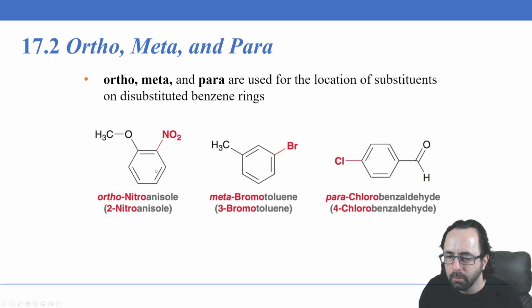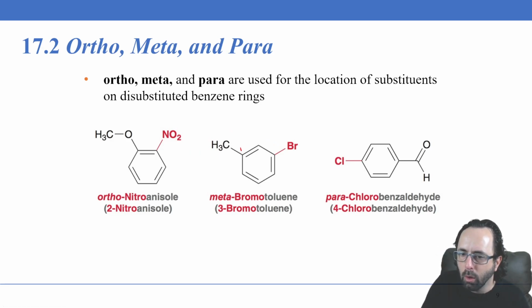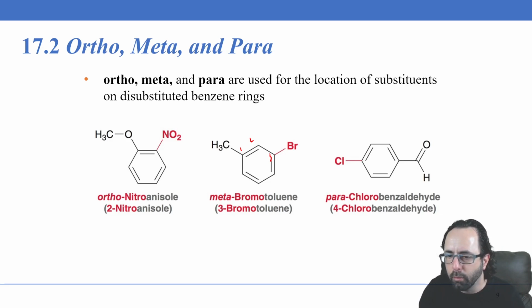the methoxy group. Here we have bromotoluene, so the parent chain here is toluene or methylbenzene, almost always called toluene, and we can call this carbon number 1, 2, 3. So this could be called 3-bromotoluene, or it can be called meta-bromotoluene. And here the parent name is benzaldehyde because there's an aldehyde directly attached to the benzene ring. The chloro group is in the opposite position as the aldehyde, so we can call this para-chlorobenzaldehyde or 4-chlorobenzaldehyde, 1, 2, 3, 4.